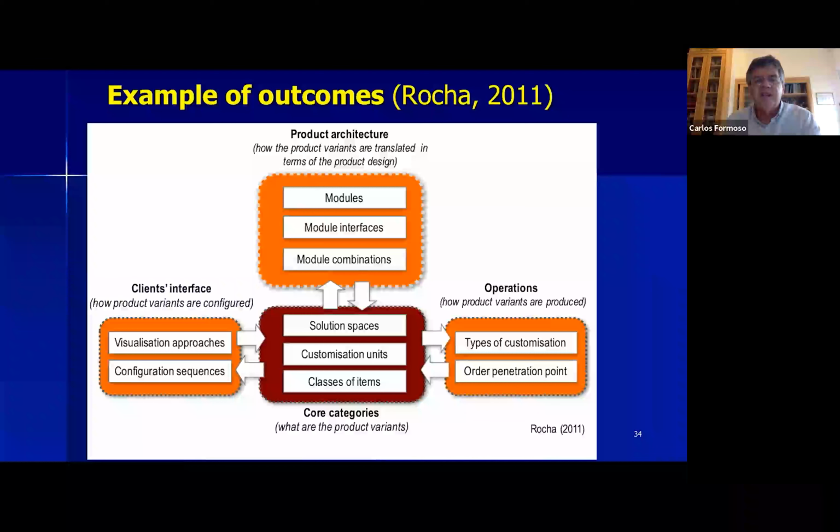This is the framework. Again, I always ask my students to draw a picture of the artifact. So what are those boxes in the picture? These are the decision categories, and these decision categories are organized in 4 large groups: core categories, the decisions related to operations, related to the client's interface, and related to product architecture.